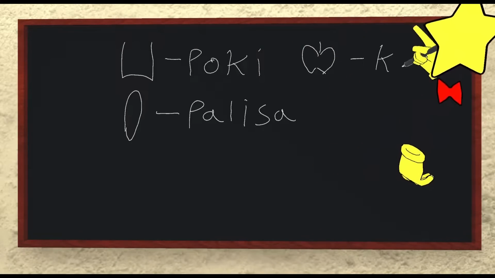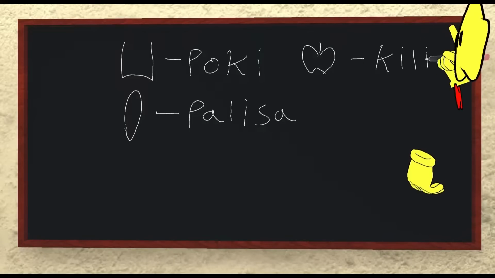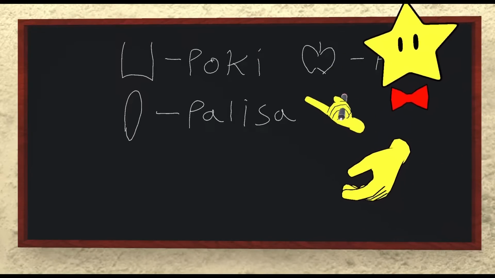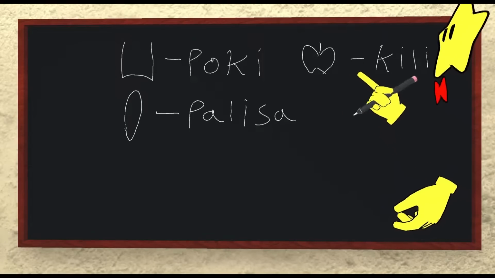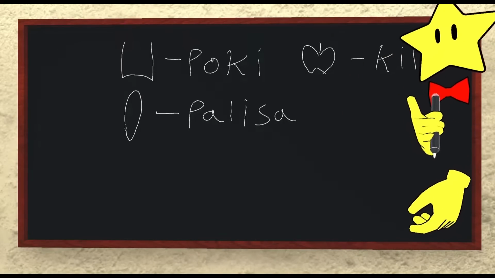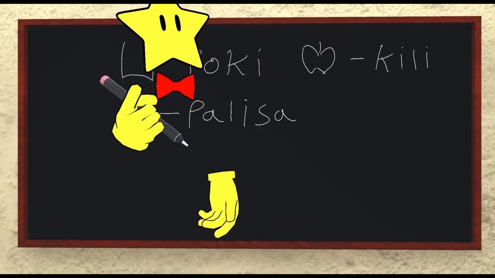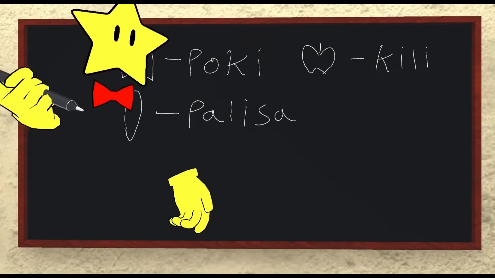Next, we have Kili, K-I-L-I. It's drawn with a representation of an apple, and Kili is any kind of fruit or vegetable. It could be just as well an apple, grape, or banana as lettuce or carrot.